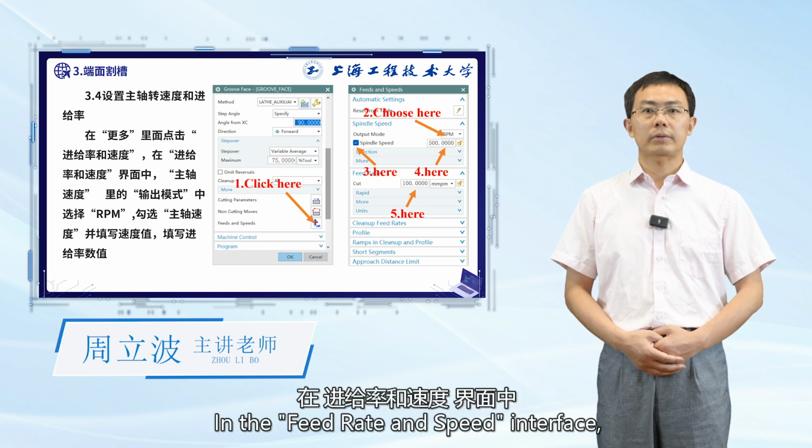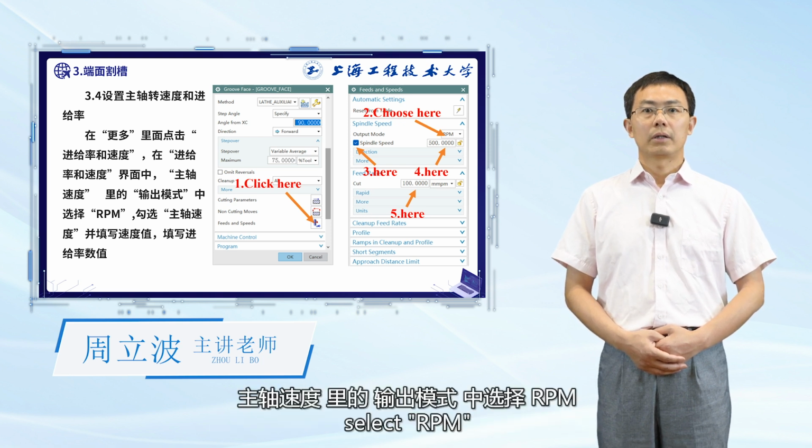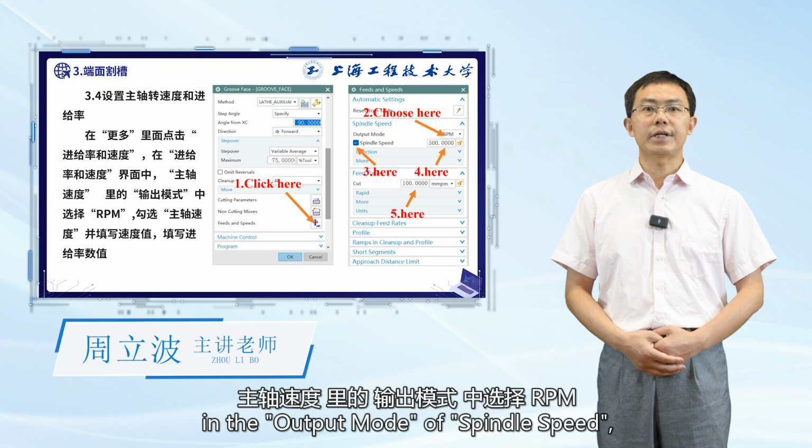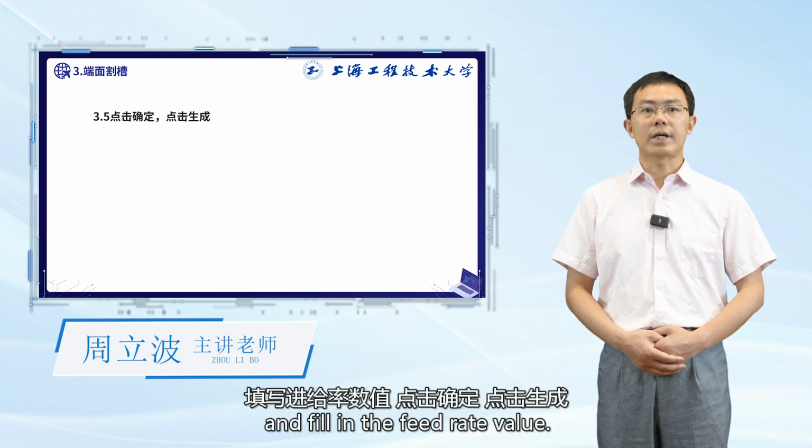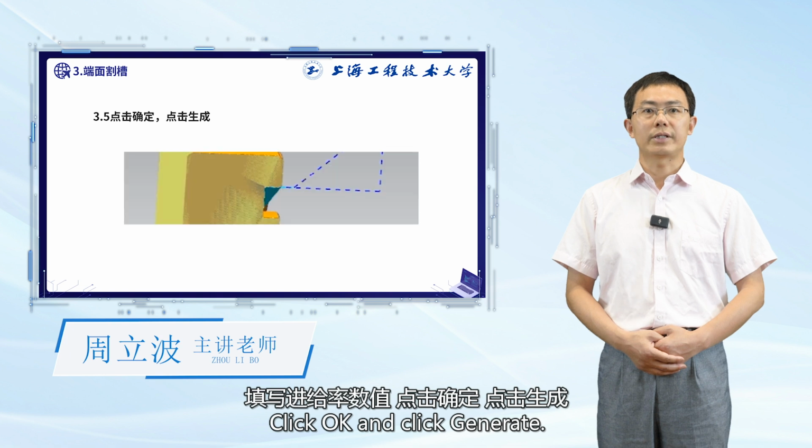In the feed rate and speed interface, select RPM in the output mode of spindle speed. Check spindle speed and fill in the speed value, and fill in the feed rate value. Click OK and click Generate.